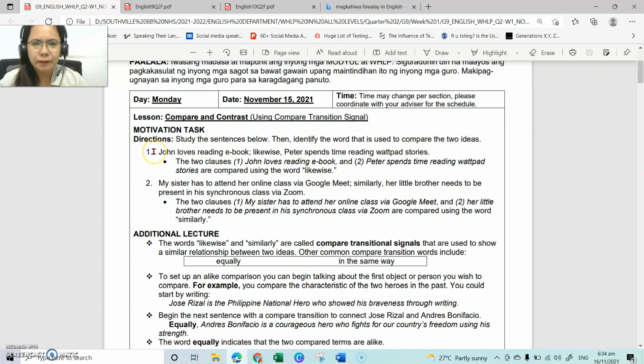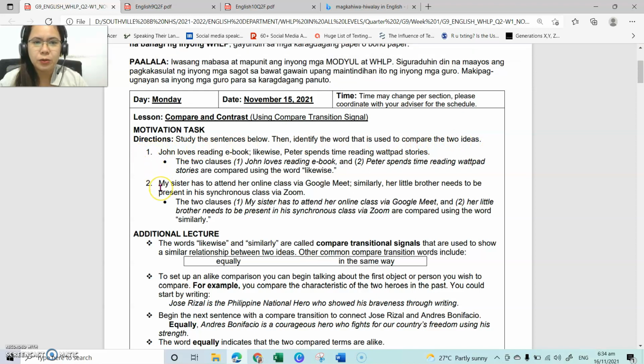So look at number 1. You're going to read number 1 and number 2. So number 1, John loves reading a book. Likewise, Peter spends time reading Wattpad stories. So as you can see, the two clauses here is the first one, John loves reading a book. And the second one, Peter spends time reading Wattpad stories. So they are compared using the word likewise. Therefore, the compare transition signal in number 1 is likewise.